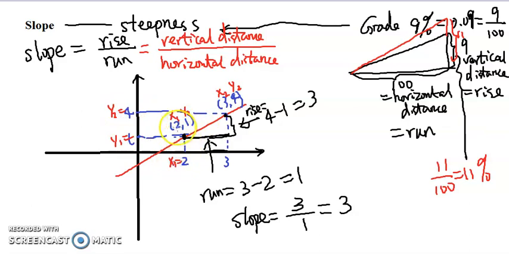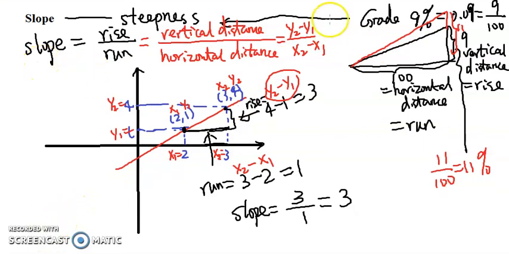Similarly, 2 is our x1, and 3 is our x2. And the formula in general, if you see how we got rise, it's 4 minus 1. In this case, it's y2 minus y1. So rise will be y2 minus y1 in general. Similarly, run was 3 minus 2, but in general it's x2 minus x1. So the formula for slope will be rise y2 minus y1 over run x2 minus x1. So this is the formula for slope.